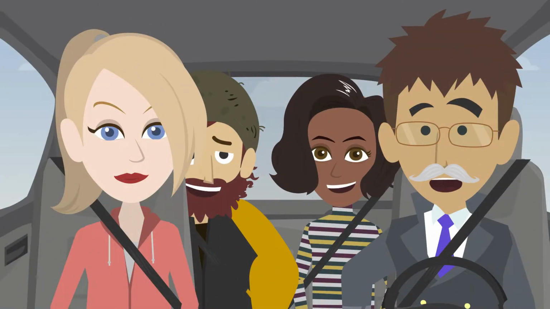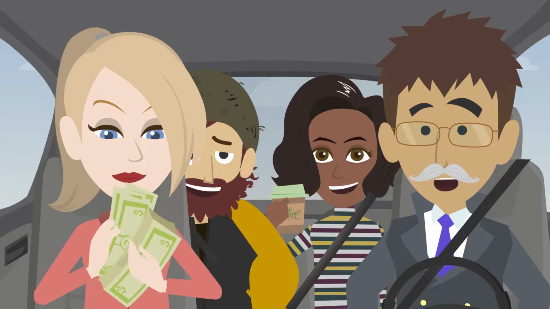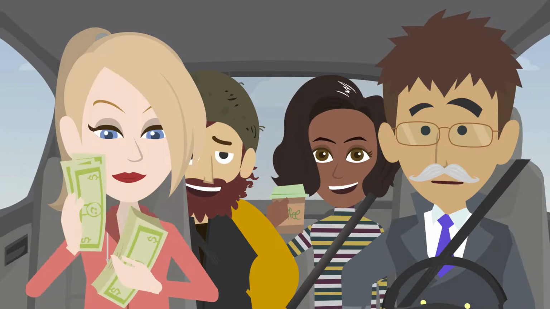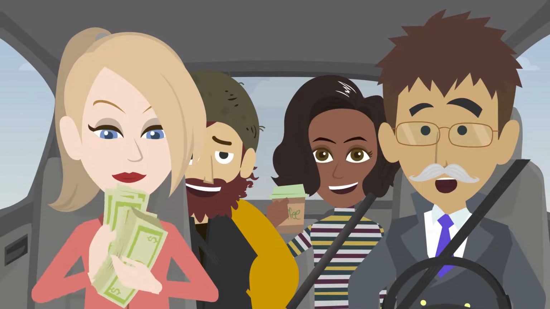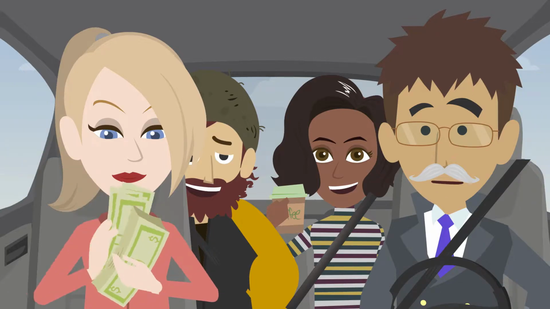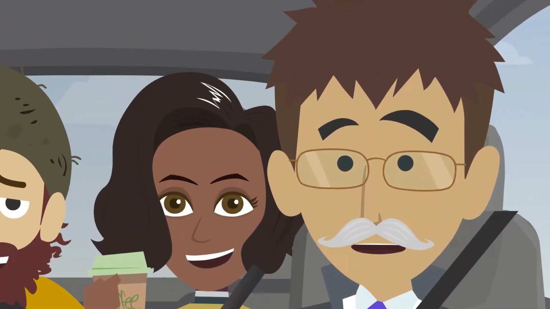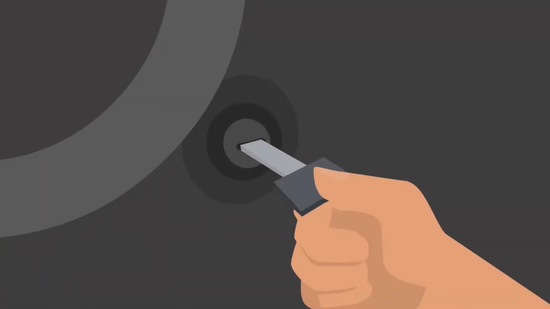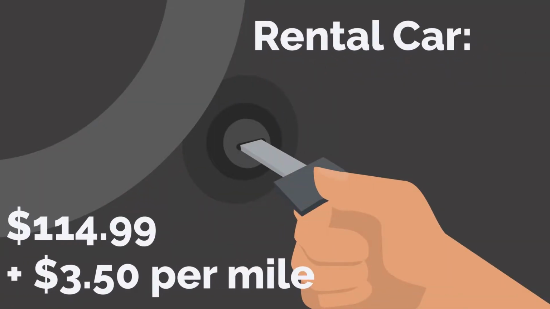In my mathematical world, I have one little problem. I am planning a trip for family and friends. Everyone wants to know how much the trip will cost. There are many factors to include. First, the car rental is $114.99, plus a $3.50 fee per mile for a week.